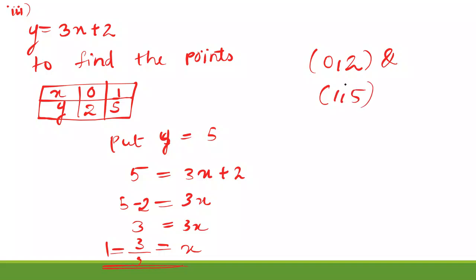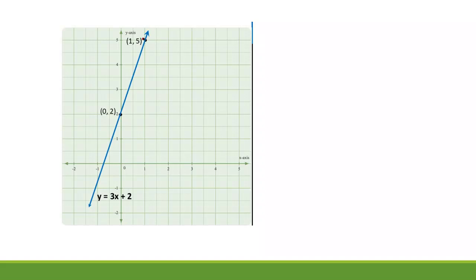What do we have to do? We have to mark these points on the graph and join the line, right? I have already drawn it. This will be 1, 5. This will be 0, 2. We marked them and joined them. So y is equal to 3x plus 2 will be this graph. Understood? Okay. Now we will move to the next question.